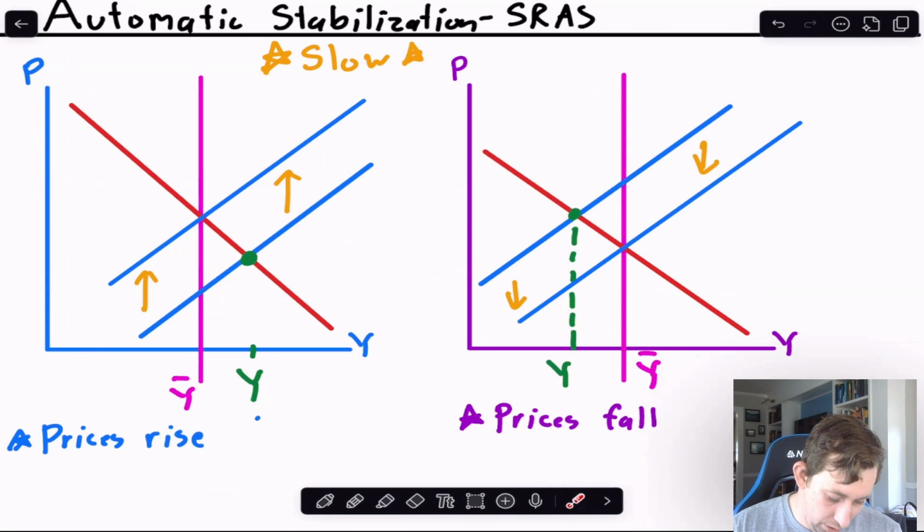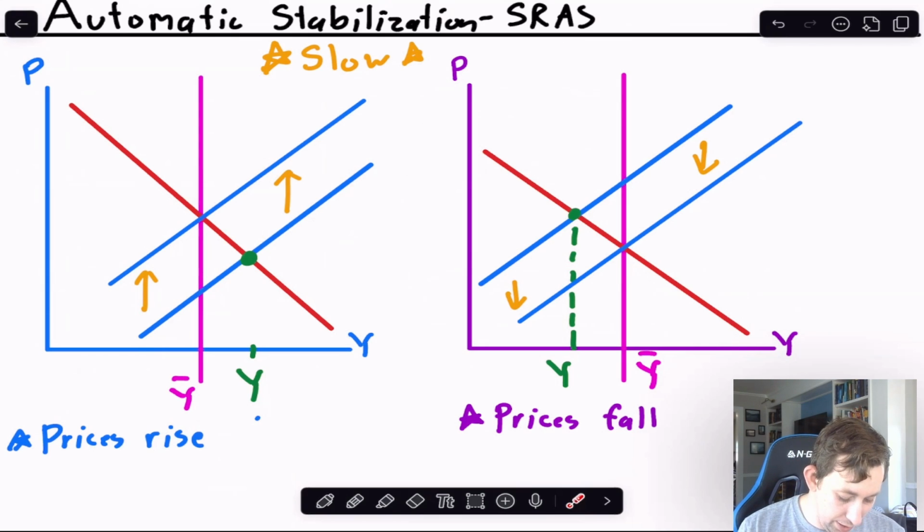Now, when we're in an inflationary or recessionary gap, of course, the economy tends towards the natural rate of output. So there's some automatic stabilization that's going to occur, and it's going to occur through the short-run aggregate supply curve. It's not going to occur through demand. It's going to occur through the supply curve. This is a slow process, which is one of the reasons why we think policy can be important or helpful, because this process is generally pretty slow.